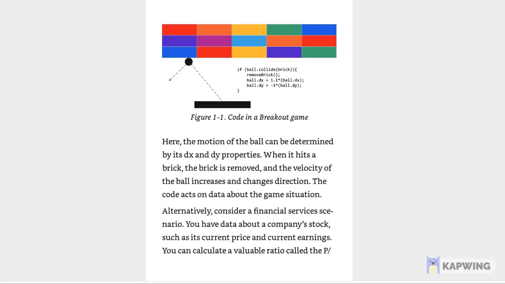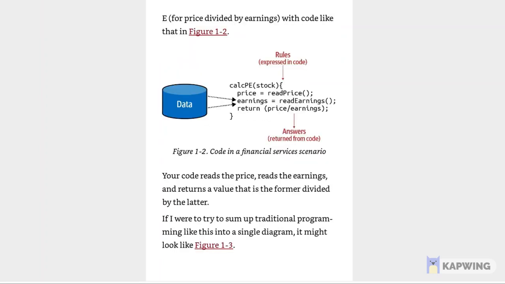You can calculate the valuable ratio called P/E, that is price divided by the earnings, with code like in figure 1-2. So if you work for a company that has stocks and you want to know the P/E ratio with code, you will write code like this.